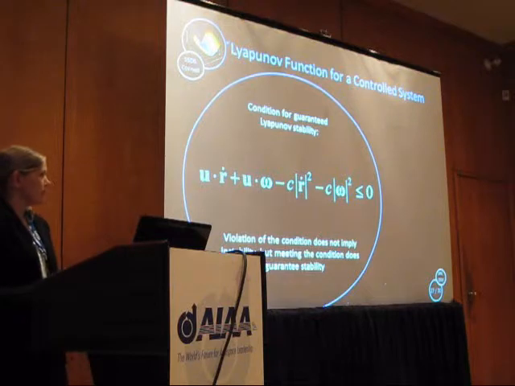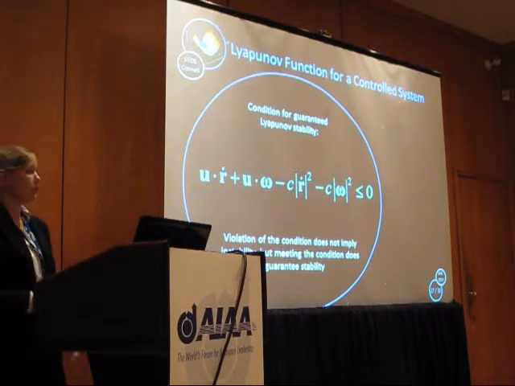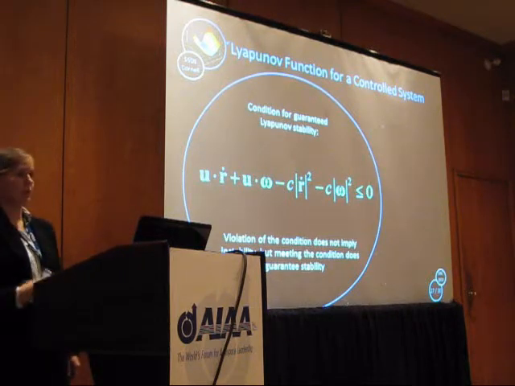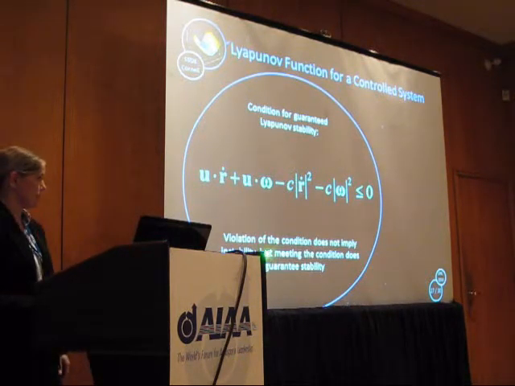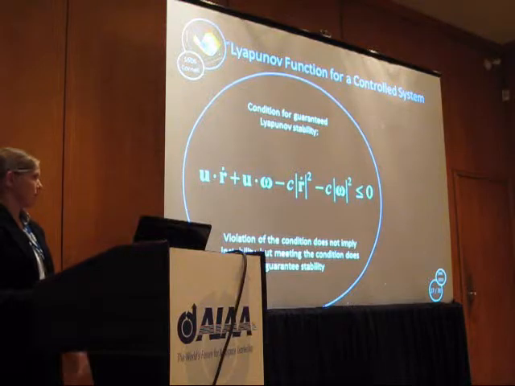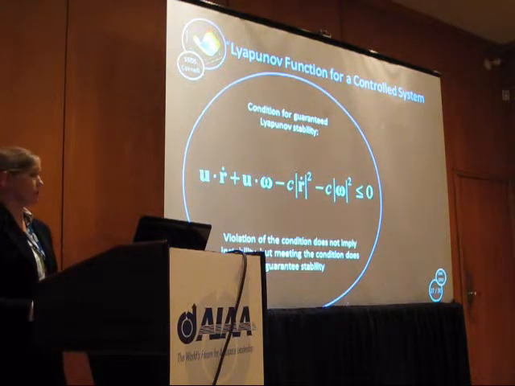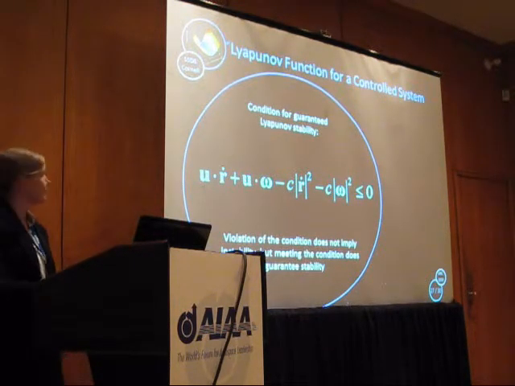So again, the violation of this condition, because this is a Lyapunov proof, does not imply instability. It just means that if this is true, you definitely have a stable system for that particular case. So meeting the condition guarantees stability, but if it does not work, you might have to go back and find a different Lyapunov function, or you might have to find stability in a different way. It doesn't necessarily imply that it's unstable.